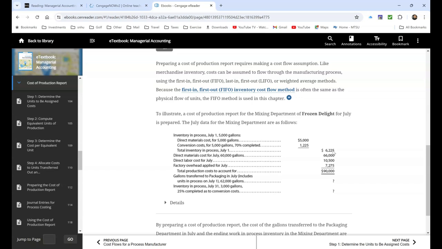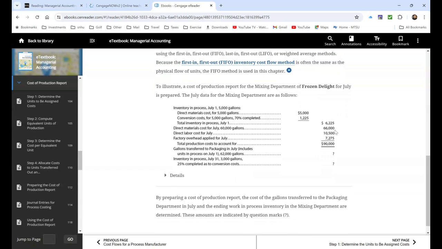process 6,225. That represents all 5,000 gallons of direct materials, which is $1 per. And then we allocated $12.25 to conversion costs. So we start with $62.25. And so now we are going to add 60,000 units. And so the direct materials for 60,000 units is going to be 6,600. We're going to add the direct labor of 10,500, and we're going to add the factory overhead applied for 72.75.